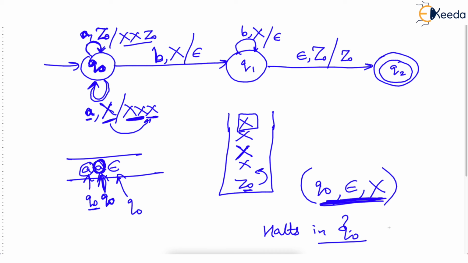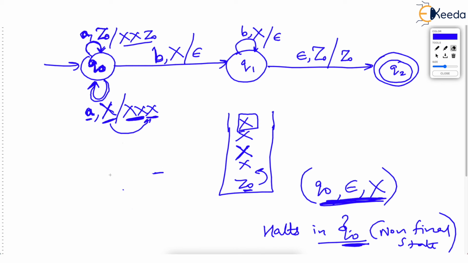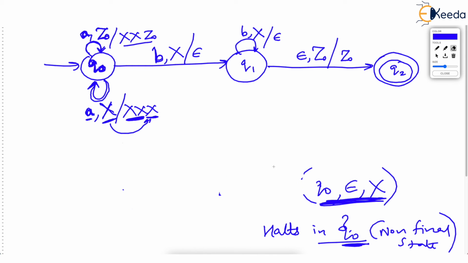But Q0 is a non-final, non-accepting state. As machine has halted in Q0 state, this string is simply rejected. It has not reached the final state. I hope you have understood this. So we have defined transitions only for valid input. If the string is invalid, ultimately such a configuration won't be found and machine will halt in a non-final state.